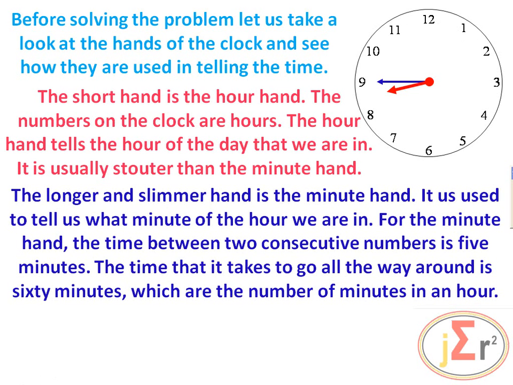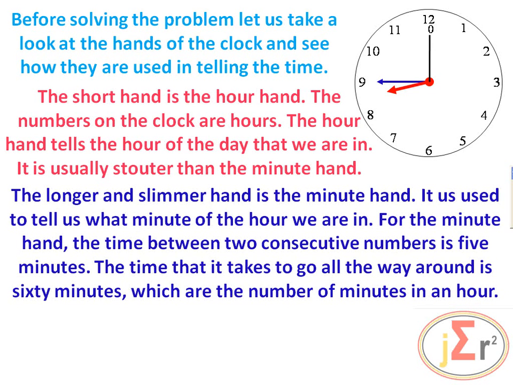And we know that it takes 60 minutes to go all the way around because we have 12 hours and 5 minutes between each hour going by the minute hand. Therefore, 5 times 12 is 60. That is how we will arrive at the 60 minutes that are in an hour. So there we will begin where the minutes of the hour begin. And the minute of the hour will begin at 12.